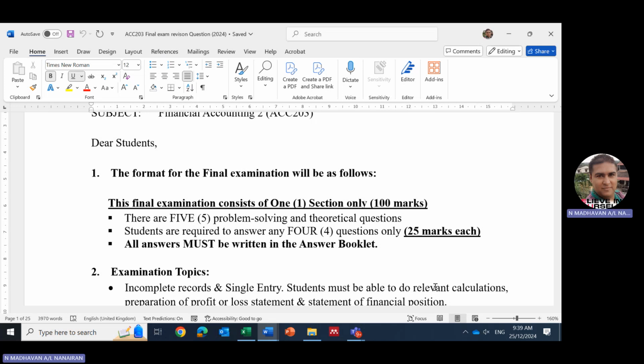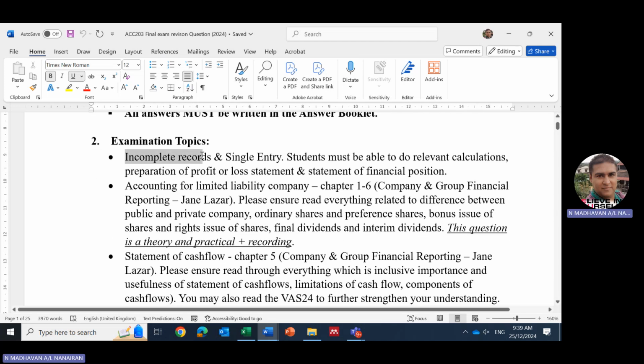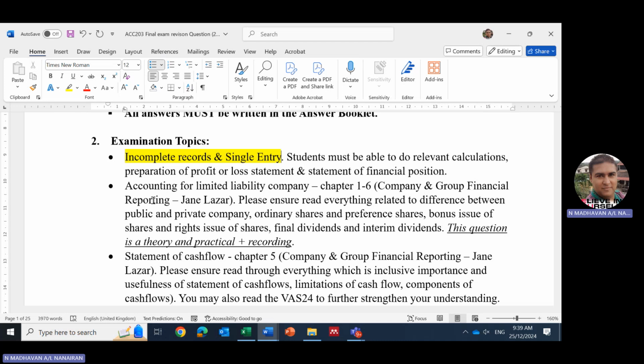So what are the 5 topics? Number 1, there is a question on incomplete records, single entry. This question shouldn't be difficult for you, because this topic is almost the same as clubs and societies. The only difference is that in the midterm, you did it as a club and society. In the finals, you're going to do it as a business. That's it, two different things. Are you with me?